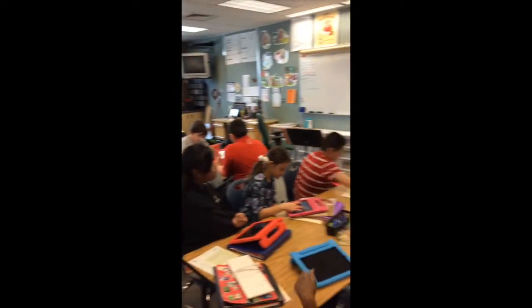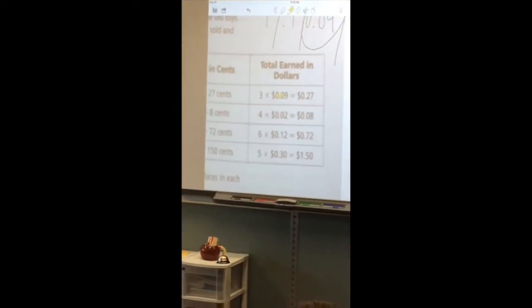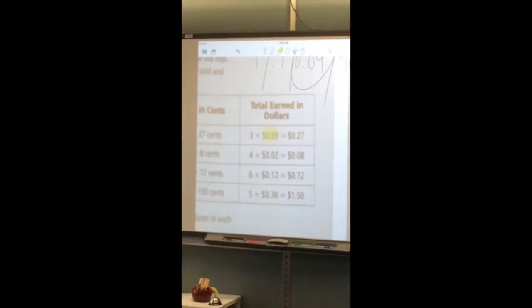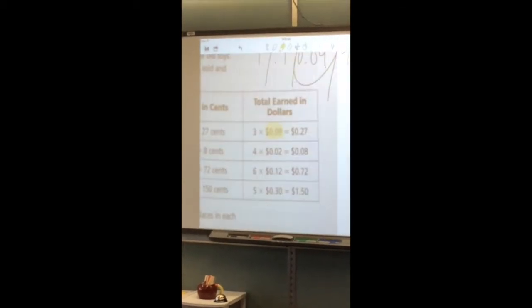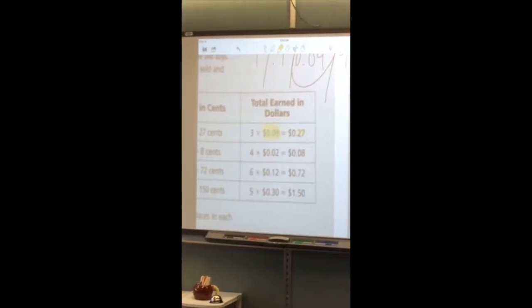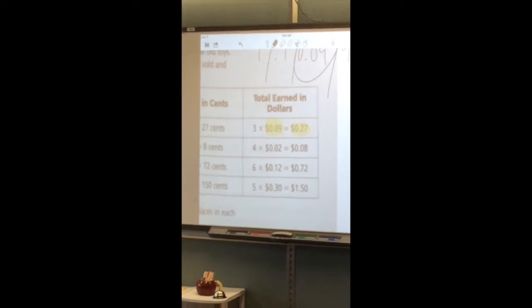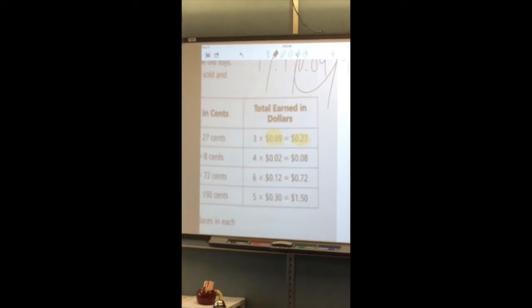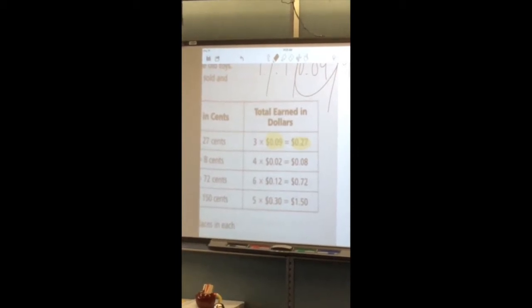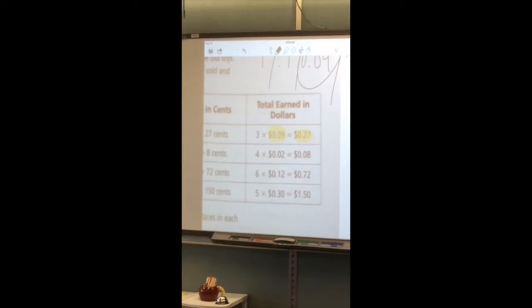So let's go back and look at 3 times 9 cents. You said that there's a decimal in the beginning right here, correct? Right where we're looking up there, the 9 cents. And then we also have the same amount of decimal places in our answer. So how many decimal places are there with the 9 cents? 2. There's a 0 after the decimal, and there's also a 9. So there's 2 there.